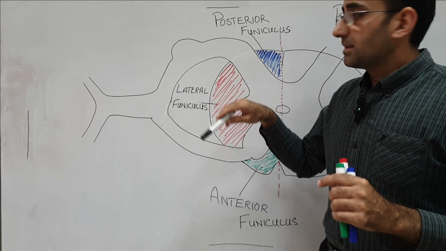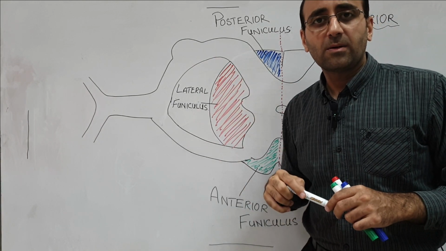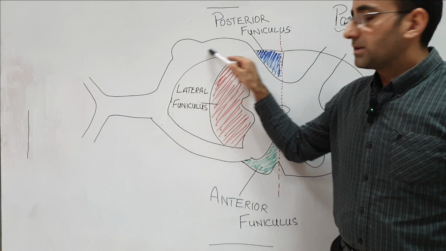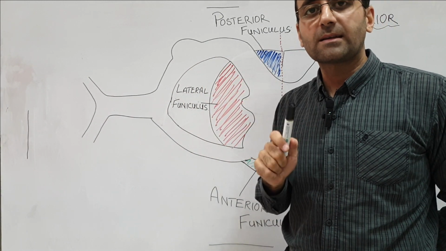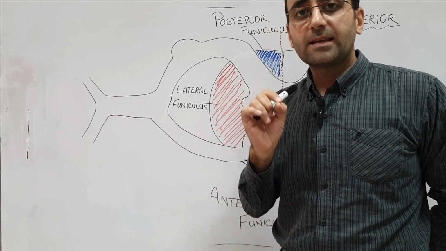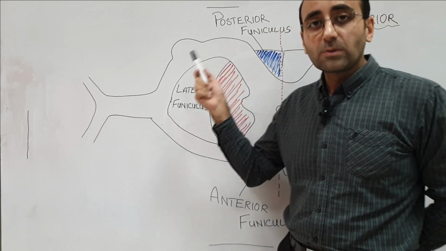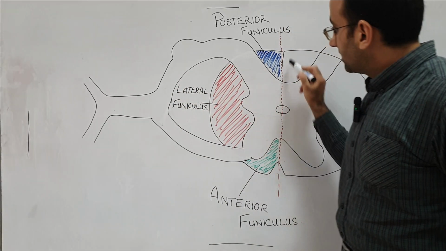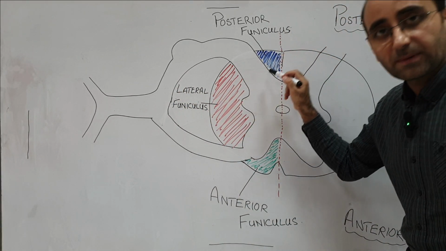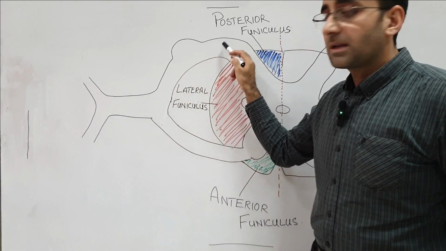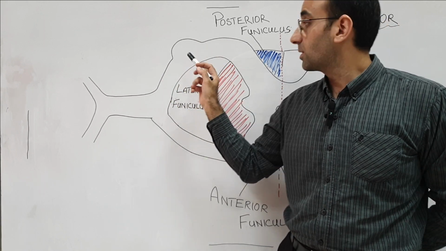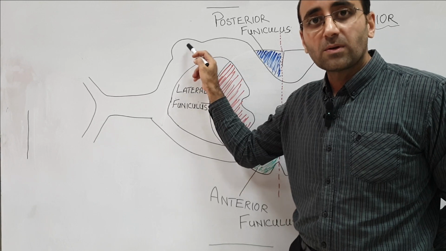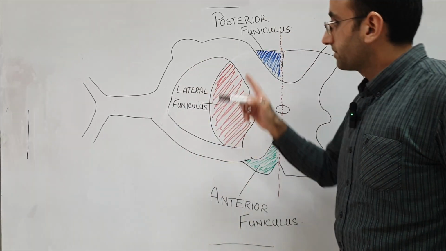Now I will briefly discuss what this posterior root ganglion is. The posterior root of the spinal nerve has a ganglion in it. As I already discussed in the previous lecture, a ganglion is a collection of cell bodies of neurons outside the central nervous system. So this is the central nervous system, the spinal cord, and this is the posterior root which is outside the central nervous system. So a collection of cell bodies of neurons over here will be called a ganglion.